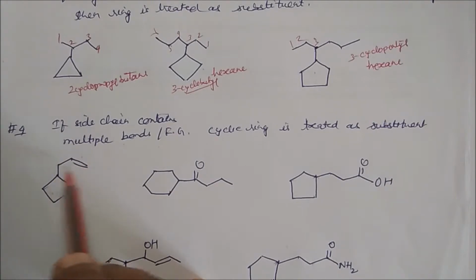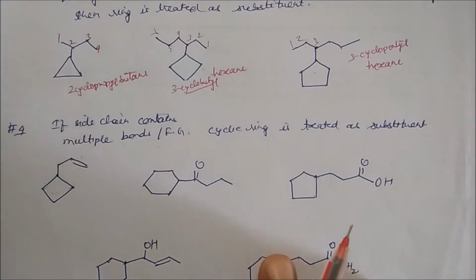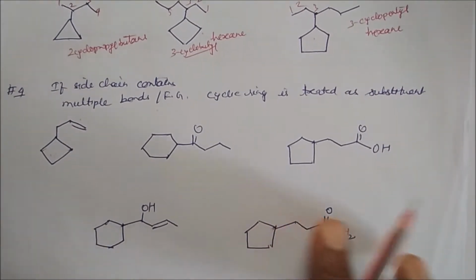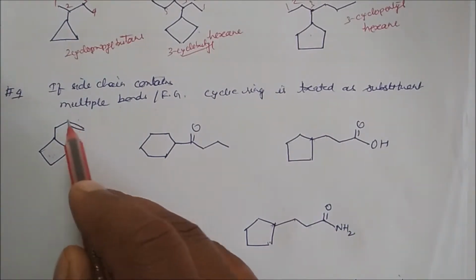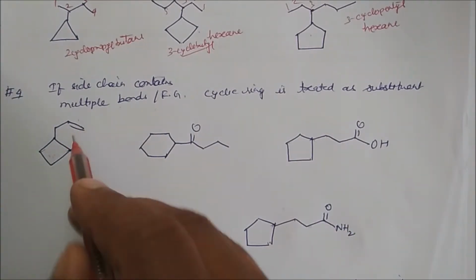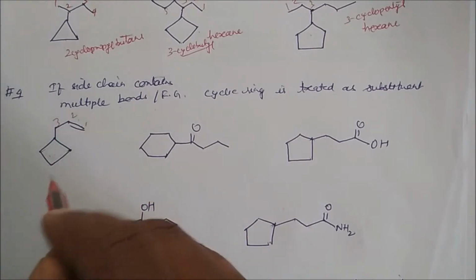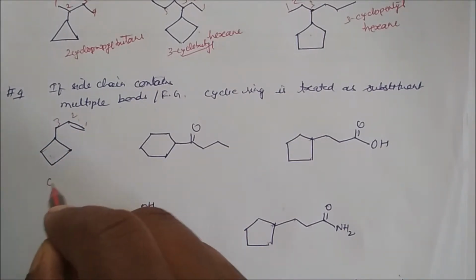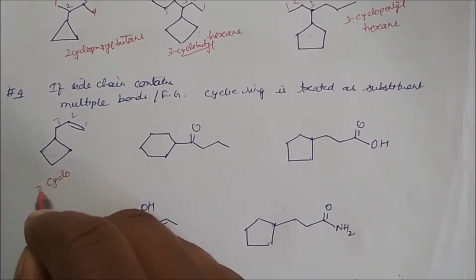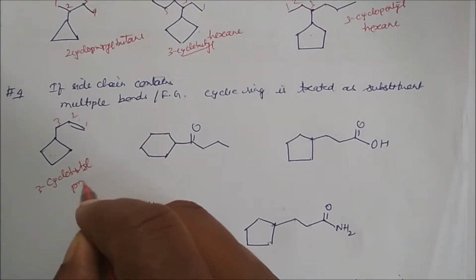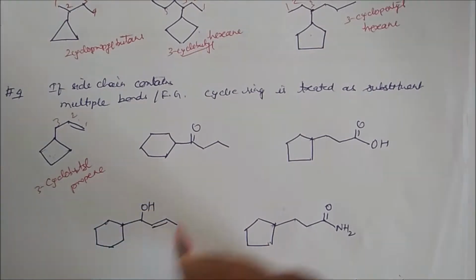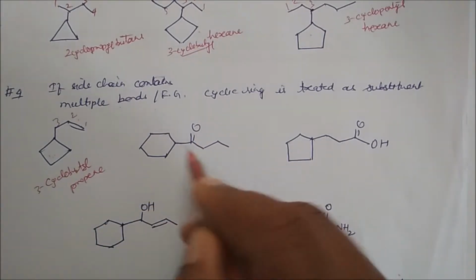Again, the chain consists of a double bond. If the carbon number is less, then this is again treated as a substituent. So this is a very important thing you have to remember. Let us see examples. You can see 1, 2, 3. The double bond is here. This is cyclobutyl, so we can say 3-cyclobutyl propene, right?